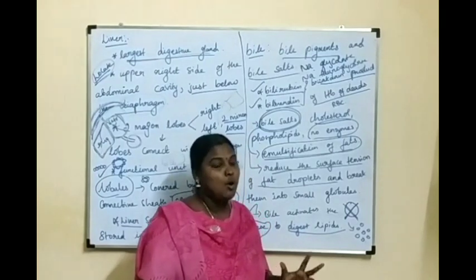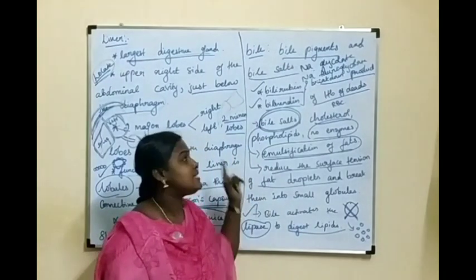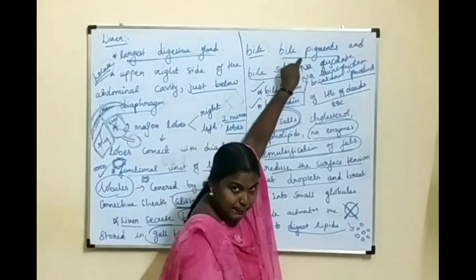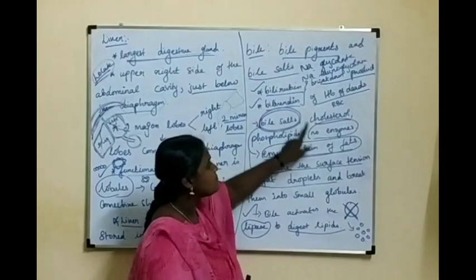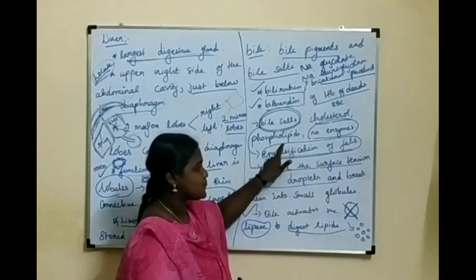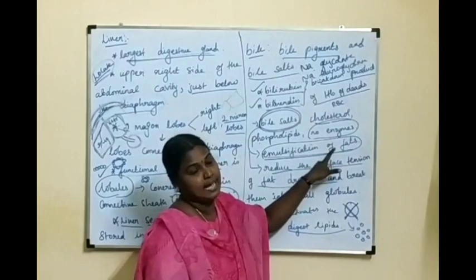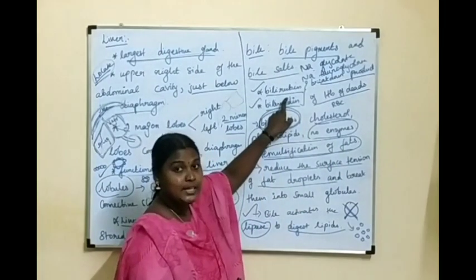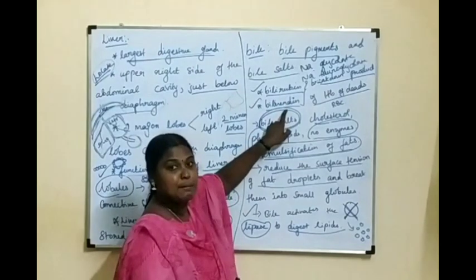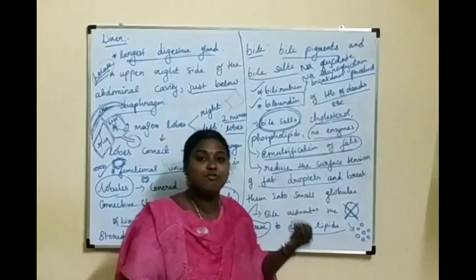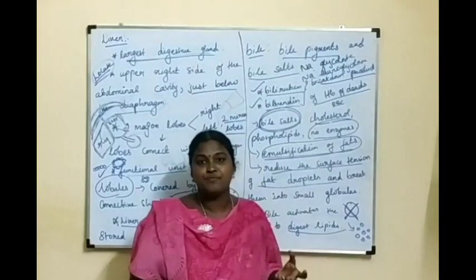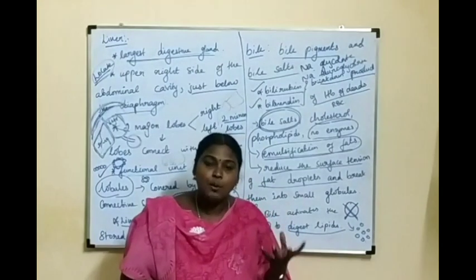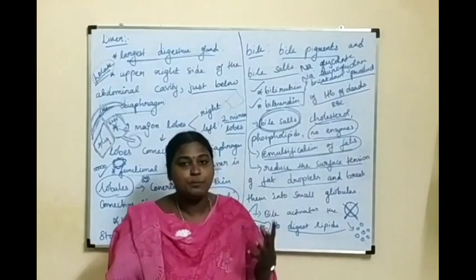I repeat, what does bile juice contain? Bile juice contains bile pigments, bile salts, cholesterol, phospholipids, but no enzyme. Okay, what are the bile pigments? Bilirubin and biliverdin. These are the bile pigments. How are they formed? They are formed from the breakdown of hemoglobin of dead or diseased red blood cells.